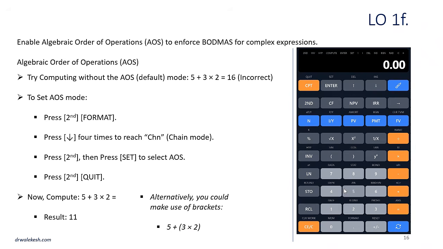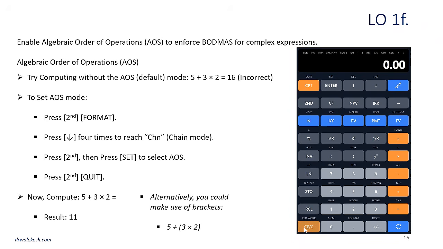Let us get started with solving 5 plus 3 times 2 without AOS mode. 5 plus 3 times 2. What do we have? 16. 16 is completely wrong.